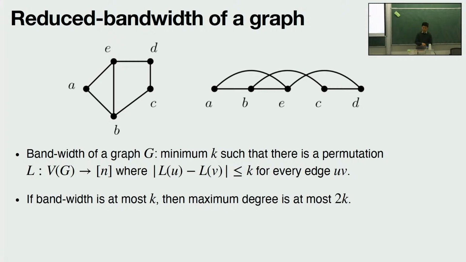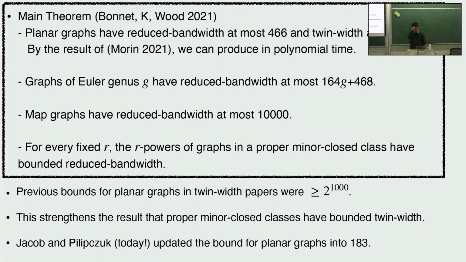So the observation is that if bandwidth is at most k, then you have this sequence, and you can see that the maximum degree is at most 2k, because for each vertex there are at most k vertices on the right hand side, and k vertices on the left hand side. So this implies that if the reduced bandwidth is small, then the twin-width is also small, right? Because bandwidth being small means the maximum degree is small. Yeah. So our main result is the following.